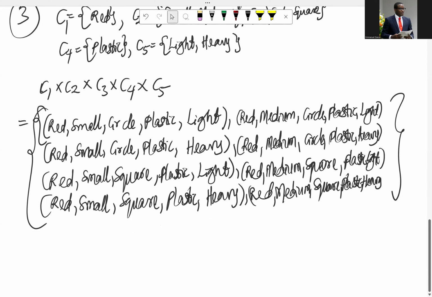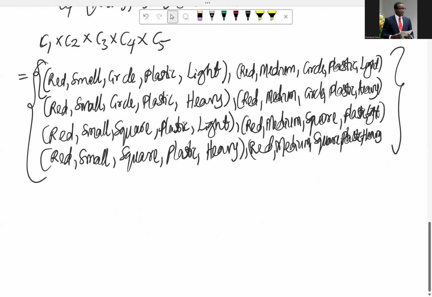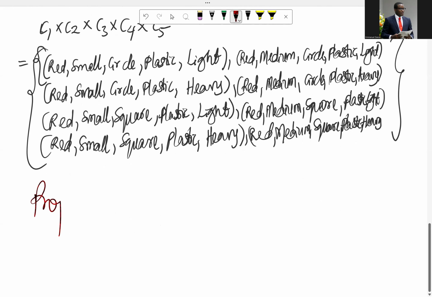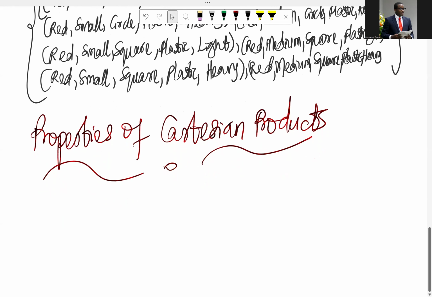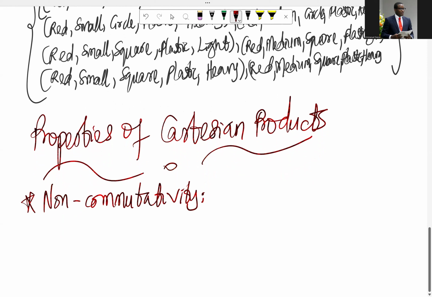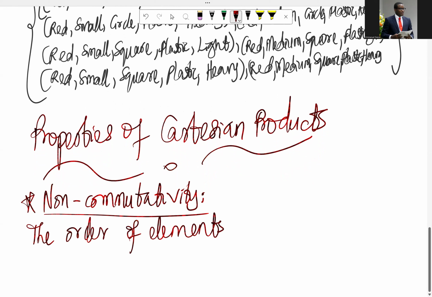So let's look at properties of Cartesian products. Okay, so the first thing is that Cartesian products are non-commutative. So we talk about non-commutativity. It means that the order of elements matters.